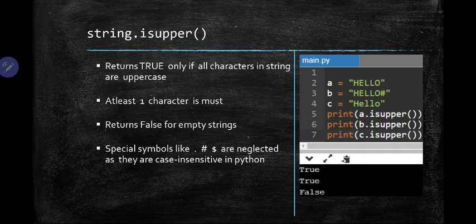Next is isupper. It is just opposite to the islower function. In this one we are checking for uppercase. Remaining conditions are similar to lowercase. So first string we have all uppercase characters, so it will return true. In the second string we have all uppercase characters along with the special symbol hash. This will be treated as uppercase only, so it will also return true. And in the third one we have the first character uppercase and the remaining four characters lowercase, so it will return false.